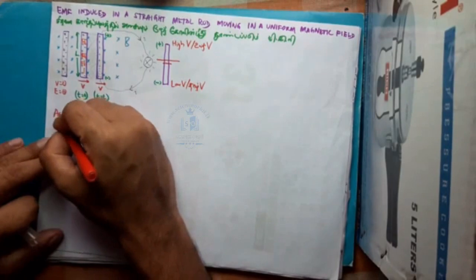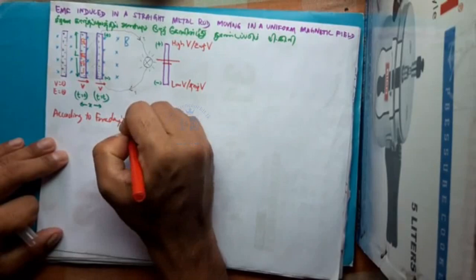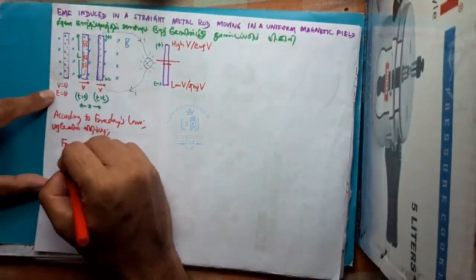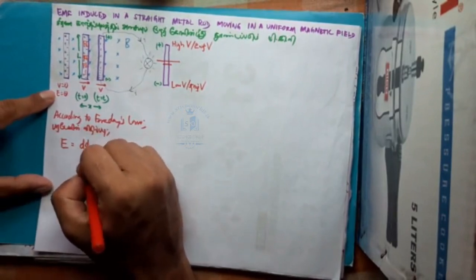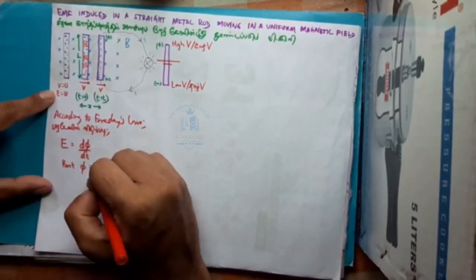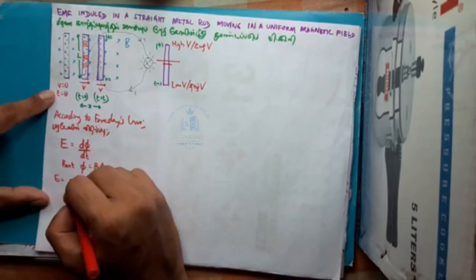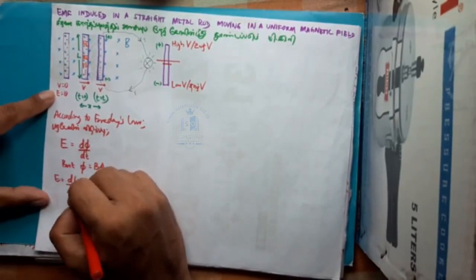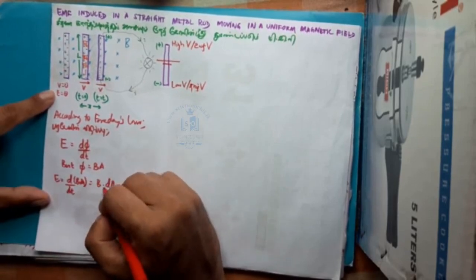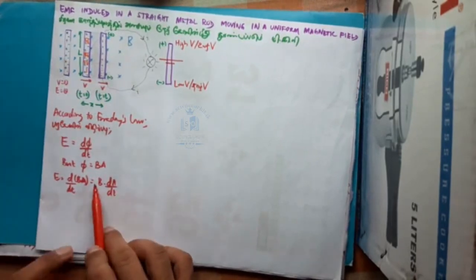According to Faraday's law. What is Faraday's law? Induced EMF E is equal to d phi over dt. But we know that phi is equal to BA. And you can alter this equation to E equals d over dt of BA, and this can be written as B dot dA over dt. Why? Because B we are not changing. B is a constant. You can take it out.